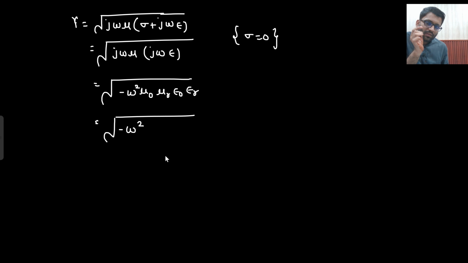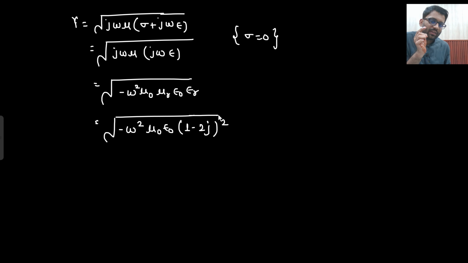Under root omega square mu naught epsilon naught. And what is your mu r into epsilon r? What is your mu r? Mu r is 1 minus j2. What I am doing is that mu r into epsilon r is equal to 1 minus 2j into 1 minus 2j. That would be 1 minus 2j whole square. So what can I write? Under root omega square mu naught epsilon naught j into 1 minus 2j.